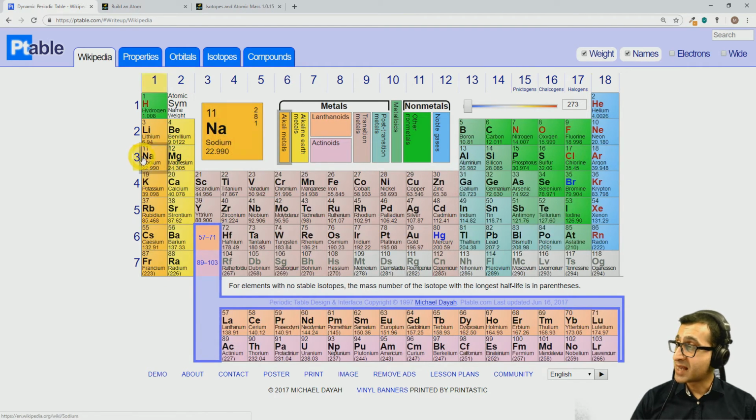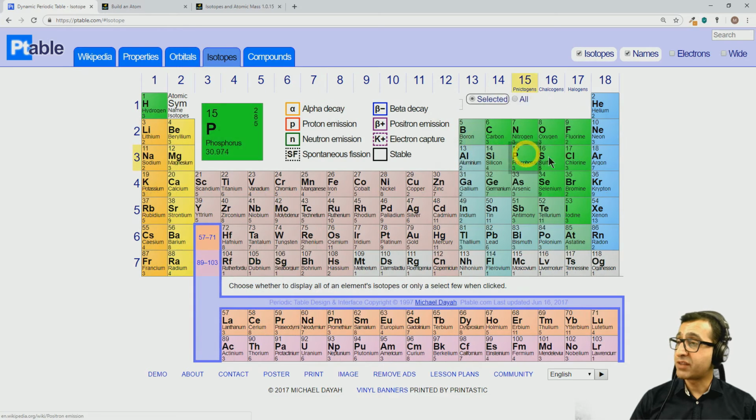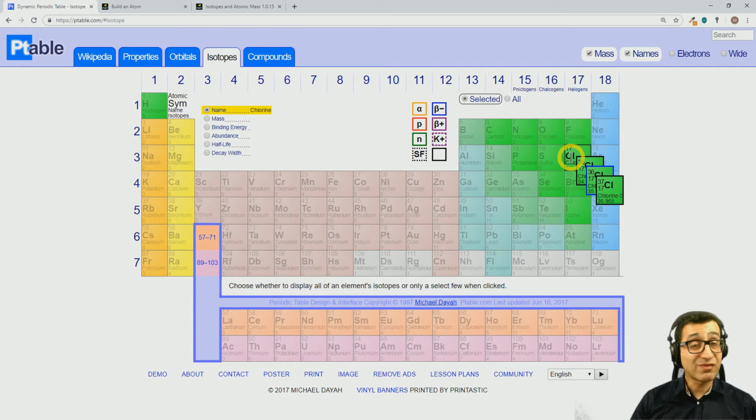So each element has its own unique atomic number, as you can see here. So chlorine, all atoms of chlorine have the atomic number 17. They all have 17 protons in their nuclei. But there are 3 types of chlorine atoms, 3 isotopes of chlorine. One of them has a mass number of 35, another has a mass number of 36, another has a mass number of 37.